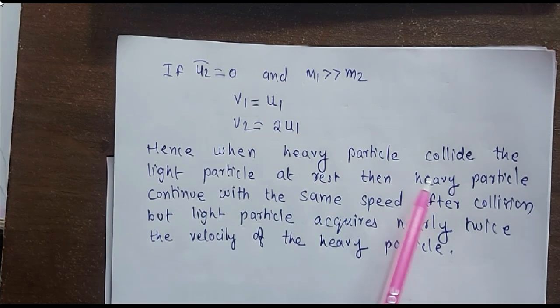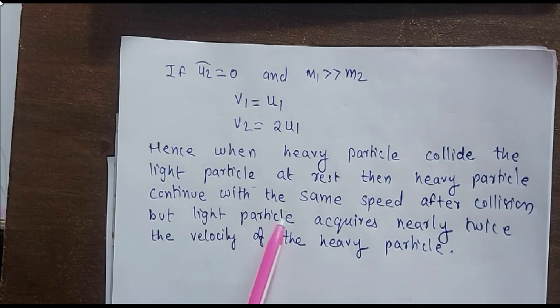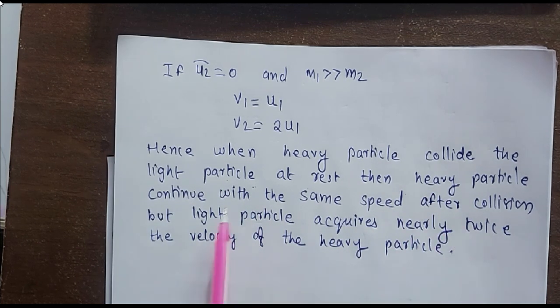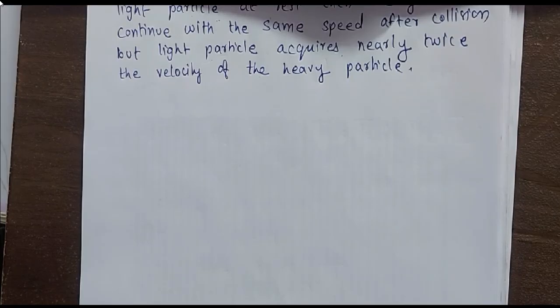Hence, when a heavy particle collides with a light particle at rest, the heavy particle continues with the same speed after collision, but the light particle acquires nearly twice that speed. Now we will see elastic collision in center of mass frame.